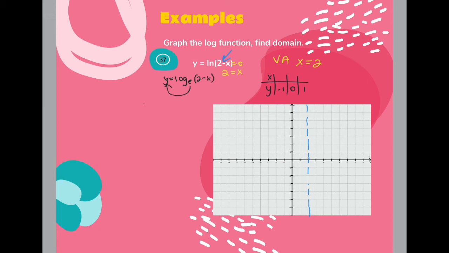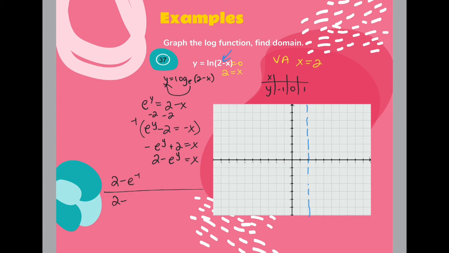E comes over, picks up the y. I can subtract the 2. E to the y minus 2 equals -x. But then I've got to multiply by -1. So either way, I'm changing these signs. Negative e to the y plus 2 would equal x. Or 2 minus e to the y equals x. Plug in for the y. So 2 minus e to the -1, 2 minus e to the 0, and 2 minus e to the first.